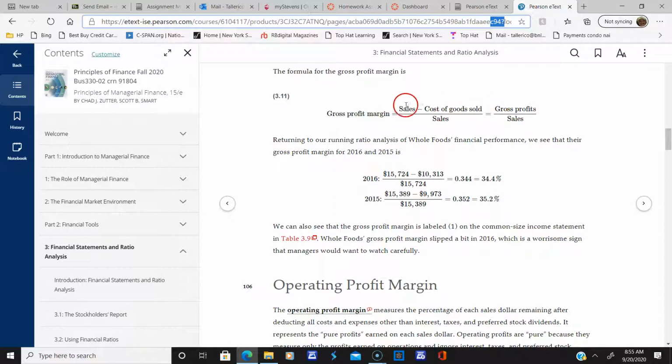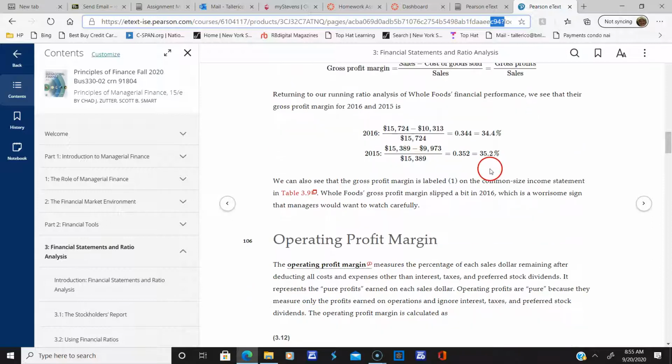So that's called gross profit. This is called gross profit here, right? It's the same thing over sales. And it basically tells you how much gross profit you're making here, okay? Obviously, the best this could be is 100%, right?